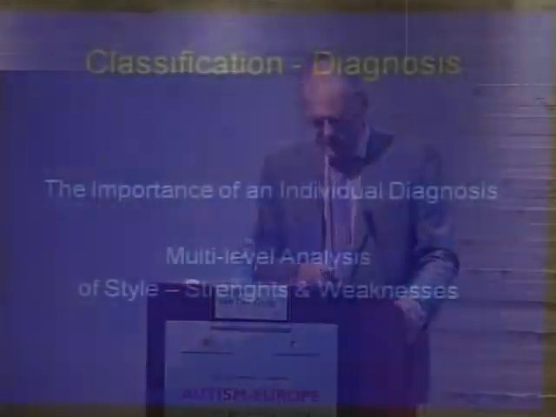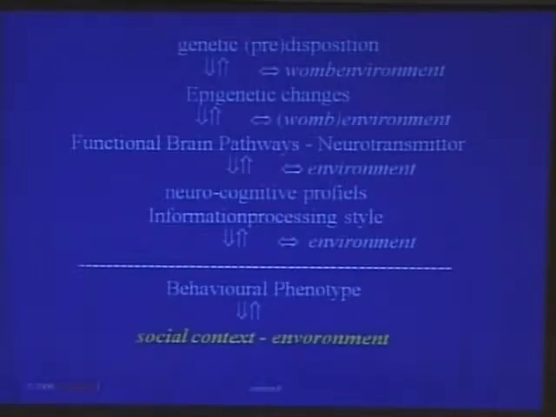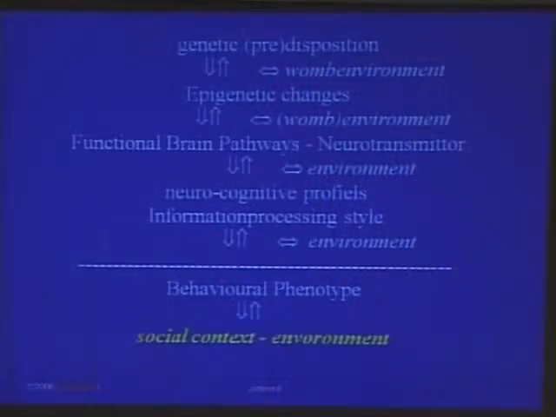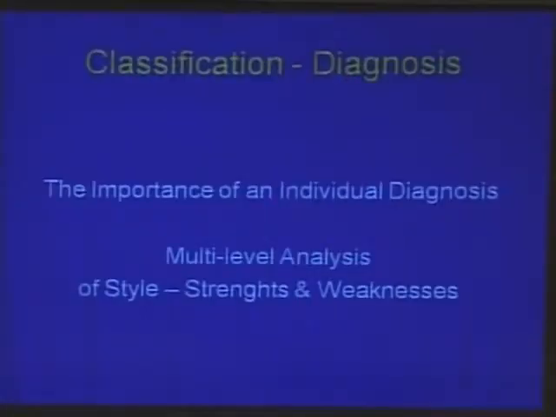So, when you look at these individual diagnoses, we should consider a diagnosis which is going to give us information not only on the behavioral phenotype, but also on the neurocognitive strengths and weaknesses, and hopefully in the near future also on the functional pathways of the brain. So I hope that over the coming years our process of classification and diagnostics is going to shift from classification just on criteria to a diagnosis with strengths, weaknesses, and information processing style.